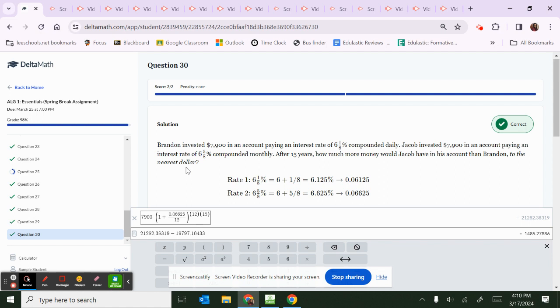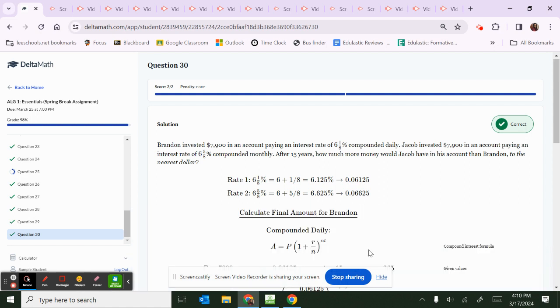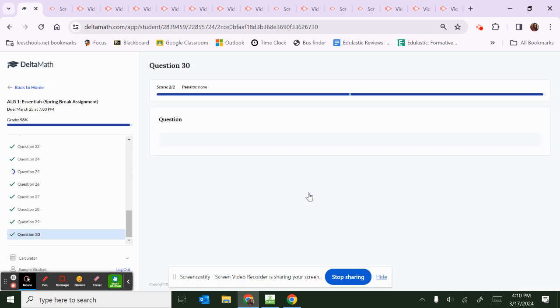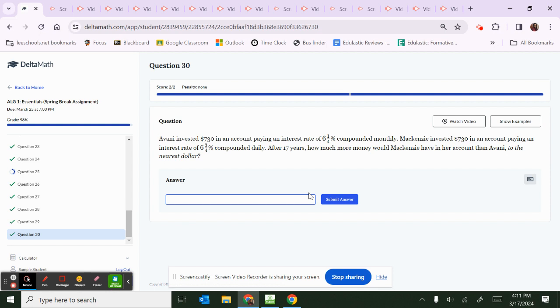So again, guys, this is a very, very difficult question. If you struggle on this, I totally understand. Because this is a very, very difficult question. So let's try to do one more, guys. When I try another question, I'm going to need a whole new sheet of paper.